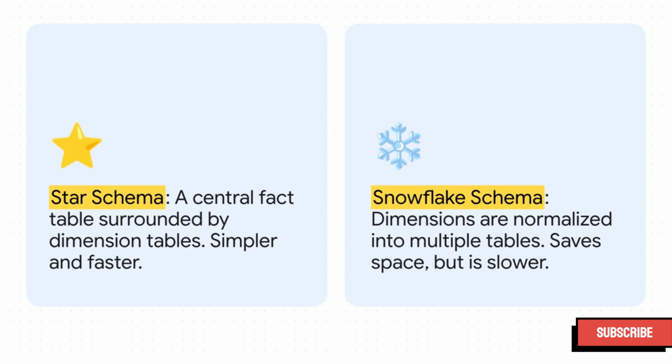Now, when you're building a data warehouse, you're going to run into these two designs all the time. The star schema is kind of the fan favorite. It's simple. You've got your main fact table in the middle with direct links out. This makes queries super fast and easy to write. The Snowflake schema, well, it takes things a step further by normalizing those dimensions to save space. So what's the trade-off? More joins, which usually means slower, more complicated queries.